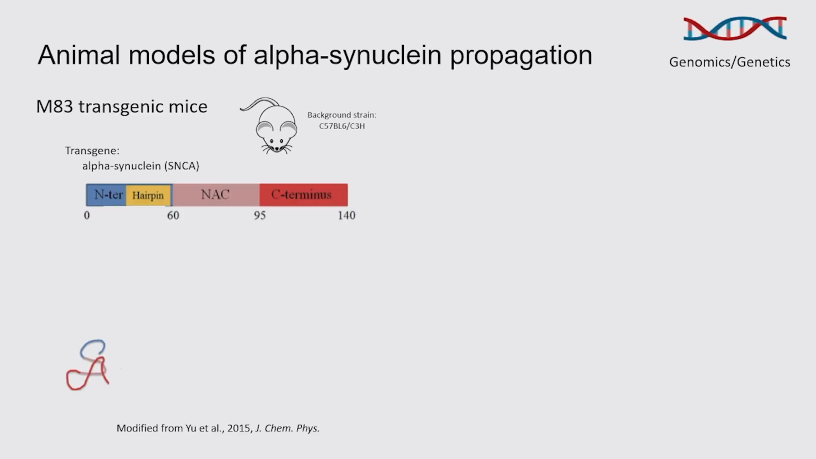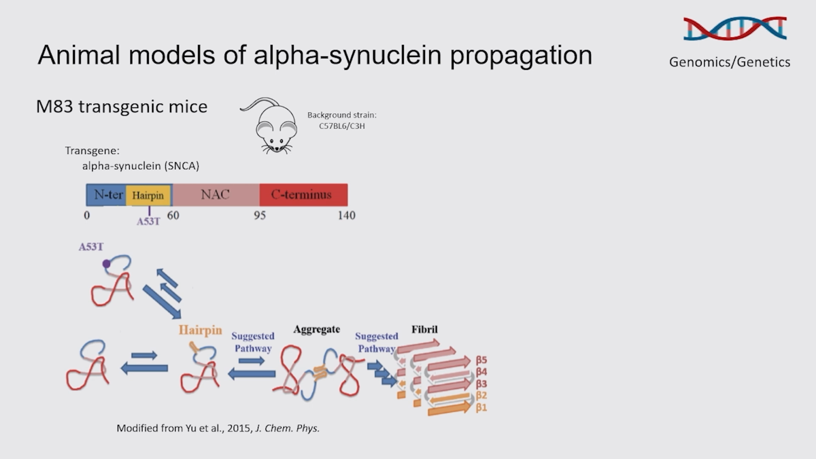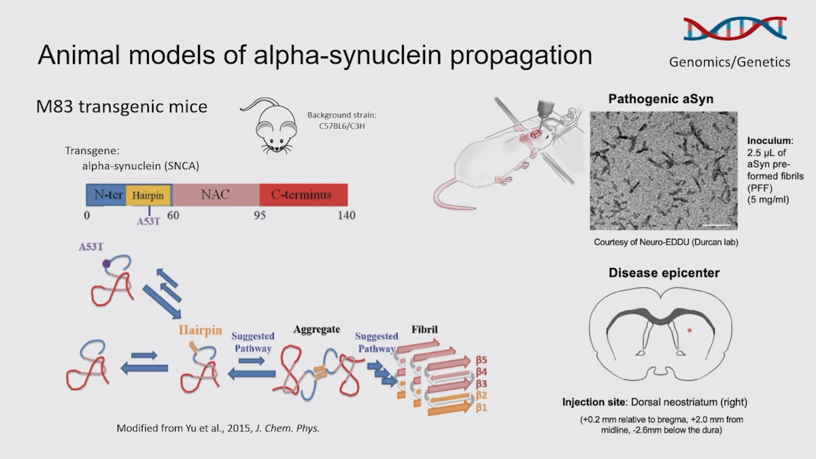So we've been doing this work in a mouse called the M83 model. Basically, it hosts a transgene, the SNCA transgene, which is observed in the familial form of Parkinson's disease and is known to increase the levels of alpha-synuclein in the body and in the brain. And this mouse has a propensity to create it at abnormal rates, which is what we think triggers misfolding of this protein.